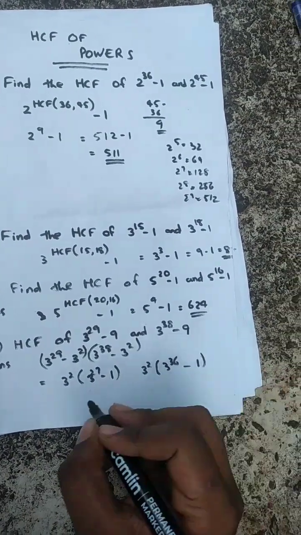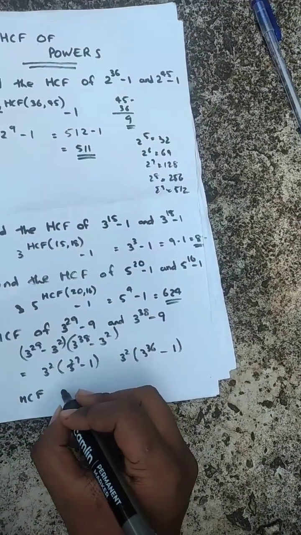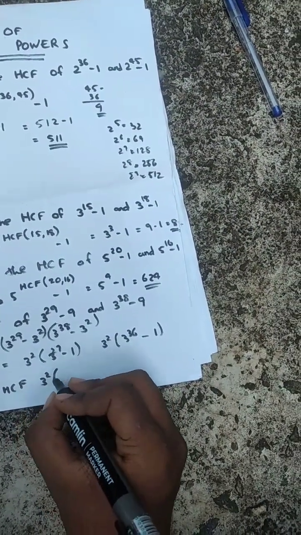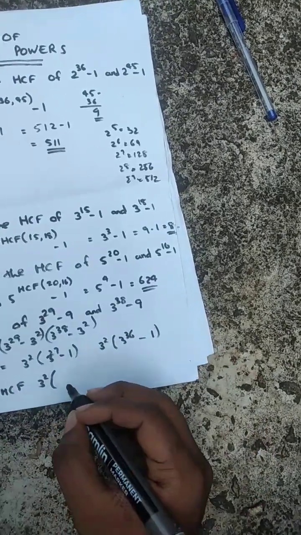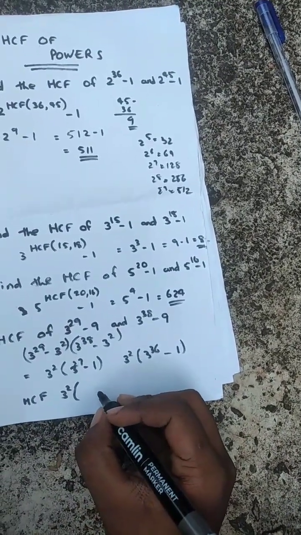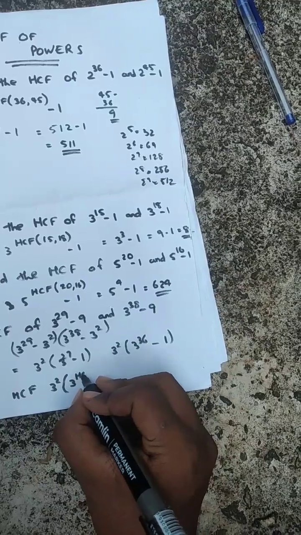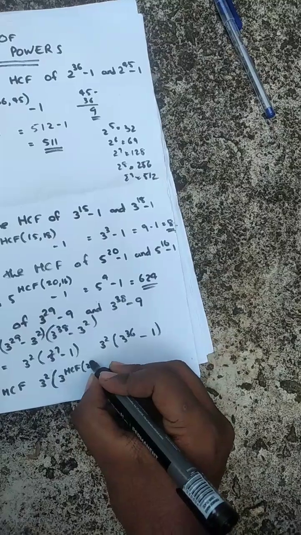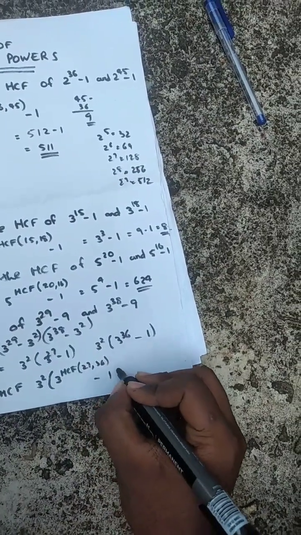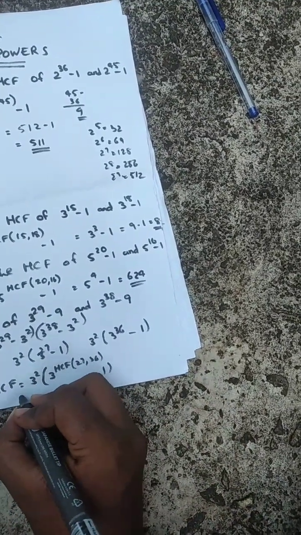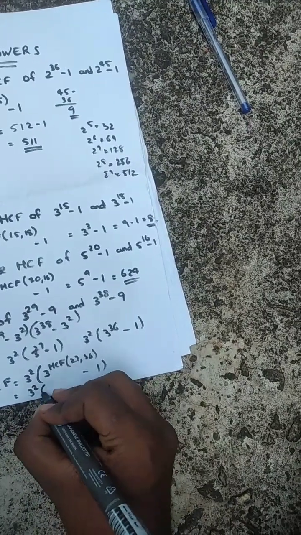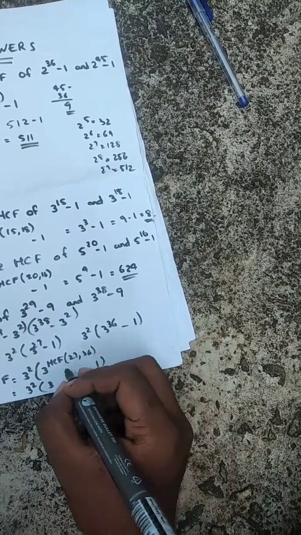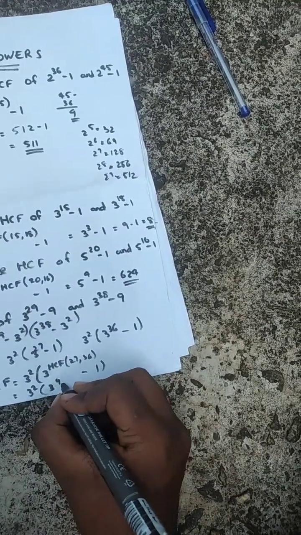In the next step, we want to find the HCF of these numbers. So the HCF of 3 square into 3 raised to 27 minus 1 and 3 square into 3 raised to 36 minus 1 would be, in the outer portion, 3 square, because 3 square is taken as a common factor. And into 3 raised to the HCF of 27 and 36 minus 1. So how can we find it? HCF is equal to 3 square into 3 raised to the HCF of 27 and 36. What would be the HCF of 27 and 36? 36 minus 27 would be 9. So 3 raised to 9 minus 1.